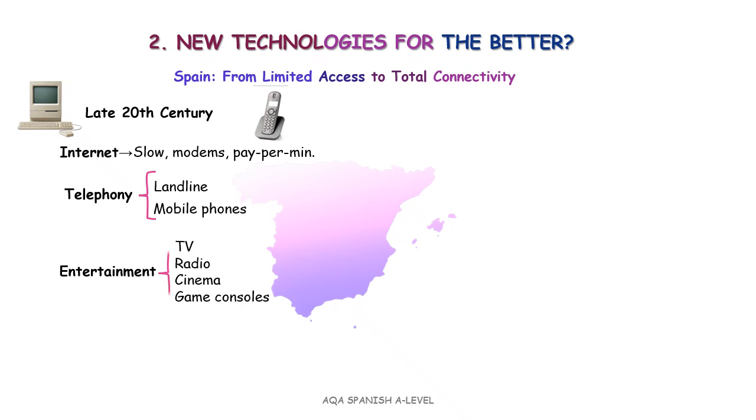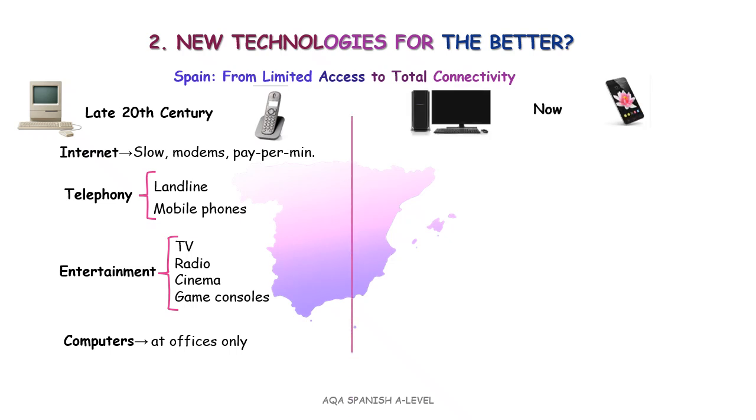Entertainment. TV, radio, and cinema dominated leisure time. Game consoles were just beginning to appear, and digital content barely existed. Computers. Personal computers were rare in households and mainly used at offices for specific tasks. Digital skills weren't a requirement in most jobs.